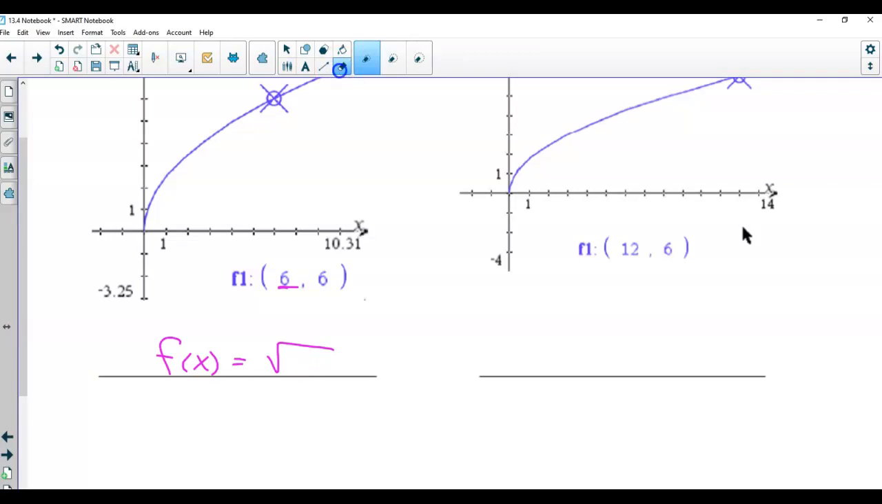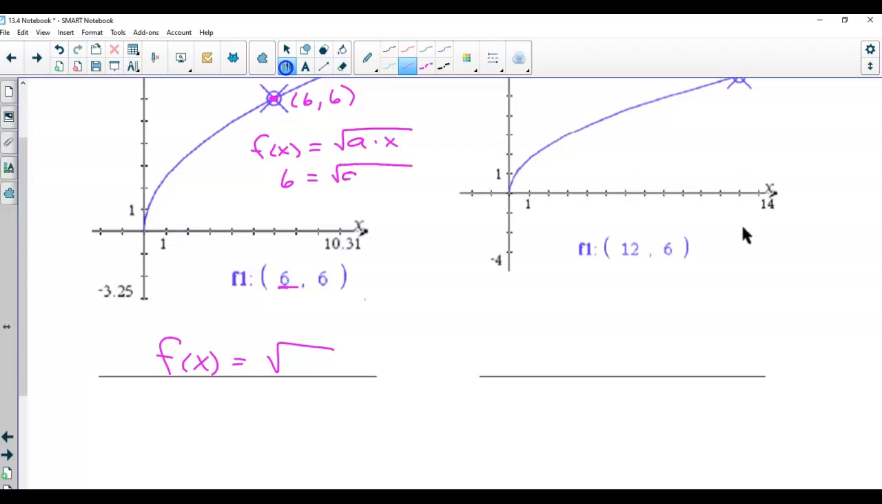So I know somehow that number is being manipulated. What I'm going to do is take that point right here of 6, 6 that I started with, and think of f of x equals the square root of some number times my x. I know my output is 6, so what do I multiply times 6 to get that a? Well, if a is 6, I get 36 underneath there. So f of x must equal the square root of 6 times x, because when I put a 6 in there, 6 times 6 is 36. The square root of 36 outputs my 6.